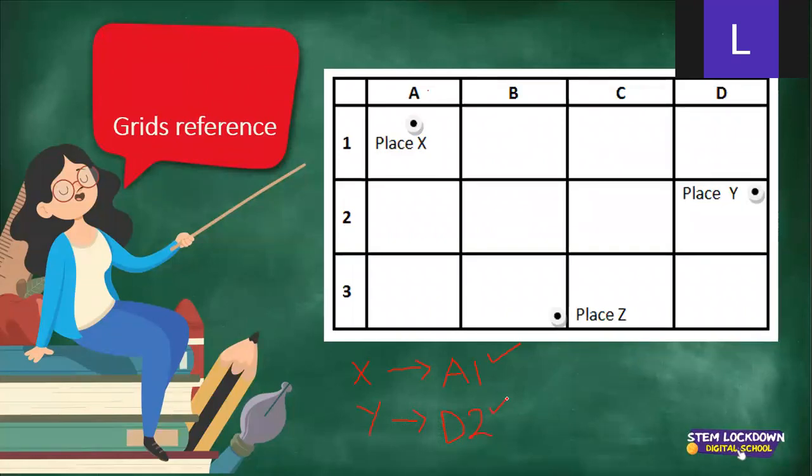D2. Now for place X, I need you guys to give me the answer. Where is place X located? If you understand how to write this system and how to locate places using grid references, what is your answer? Where is place X? Okay, getting a couple of answers.